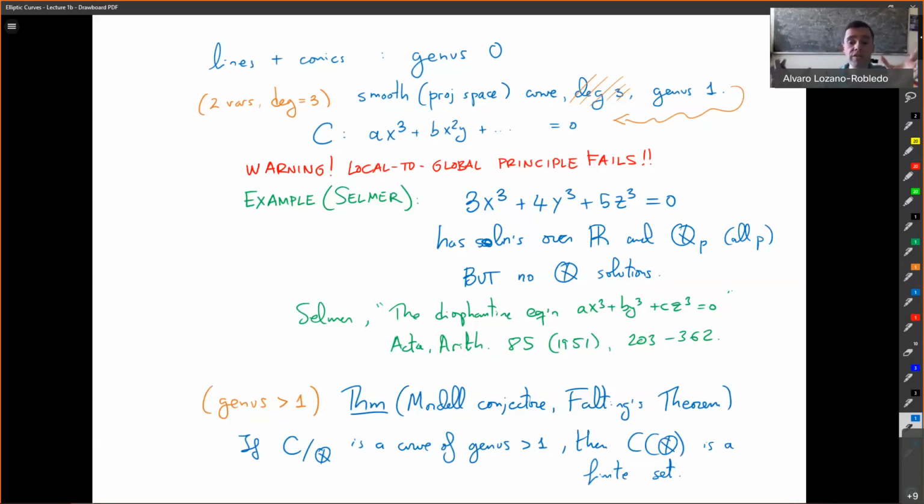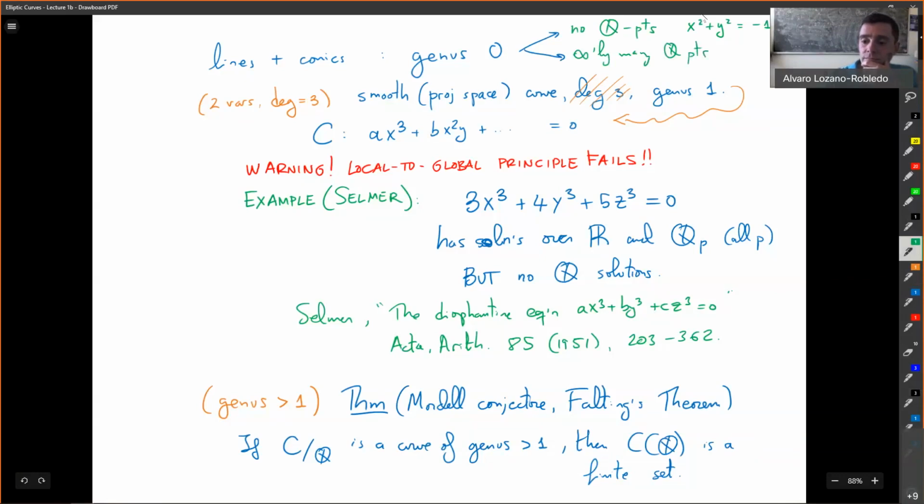It turns out that in genus 0, you either have no rational points, for example, on x squared plus y squared equals -1, you do not have any rational points, or if you do have rational points, then you have infinitely many rational points.